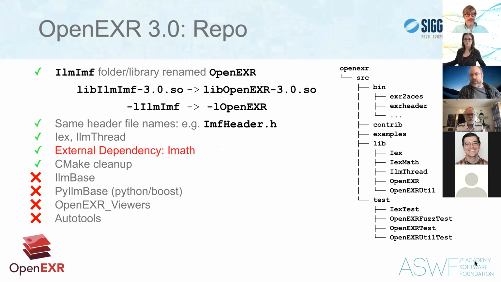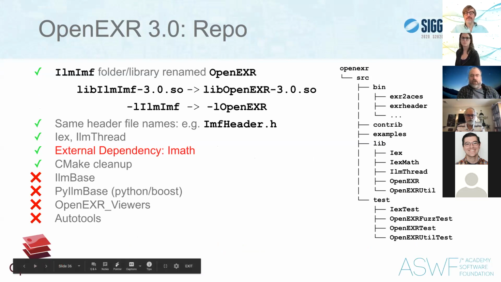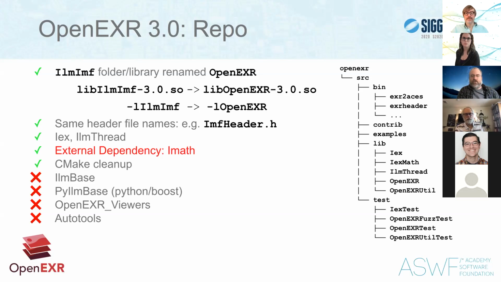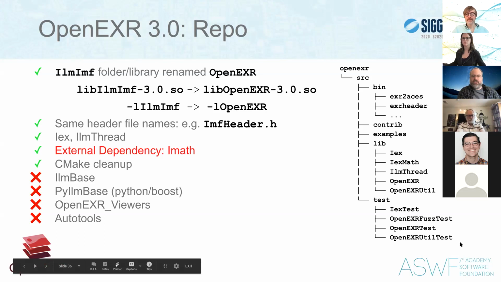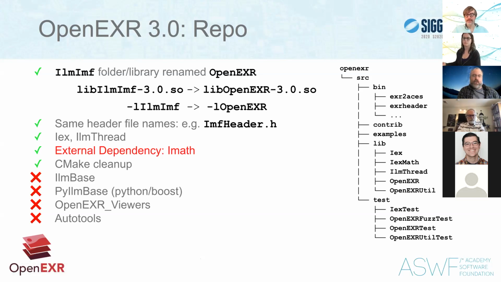And so on to the OpenEXR major update for 3.0. We've done a couple of things. One is we're getting rid of the ILM IMF name in terms of the library and the folder, and it'll just be OpenEXR. If you're using the CMake layer, this will be transparent to you because it'll just be the same CMake alias. The header file names are all staying the same. They're not changing, so you don't have to change your code in that. We've split out Imath, and I'll talk more about that in a moment, and merged IEX and the ILM thread into OpenEXR, just because that's where its primary use was.